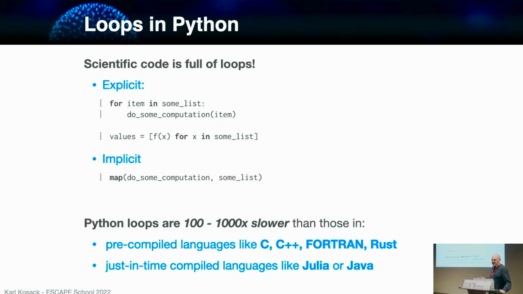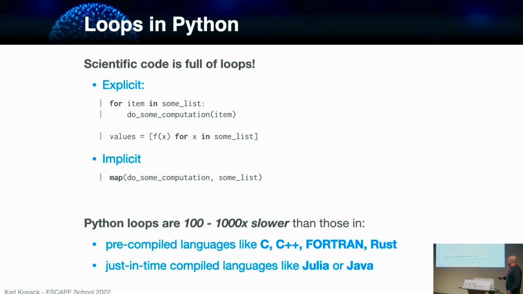And Python loops are something like 100 to 1,000 times slower than those in precompiled languages like C, C++, Fortran, and Rust. Normally it's not a big deal because you're not looping many times, and that speed difference you don't notice, but this can become a problem, right? And I'll show you, this is something I'll demonstrate later.